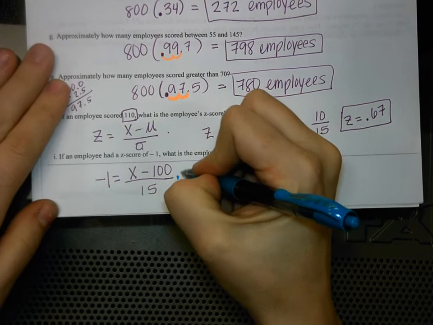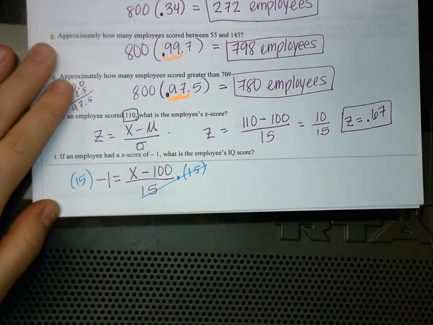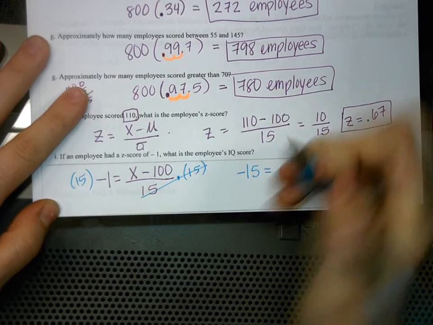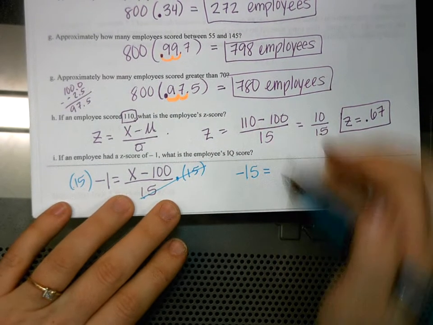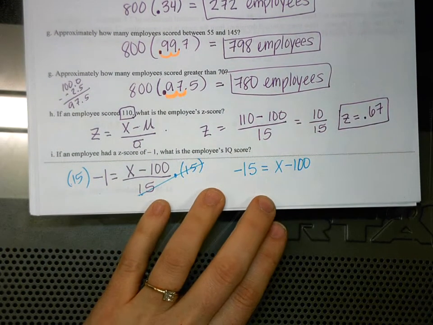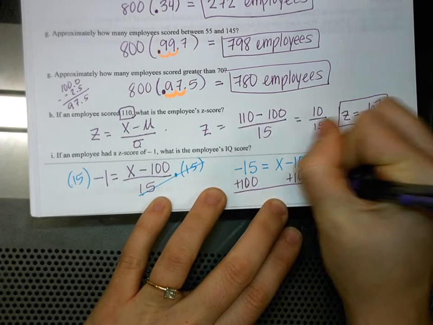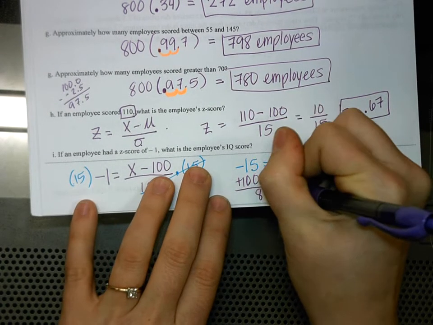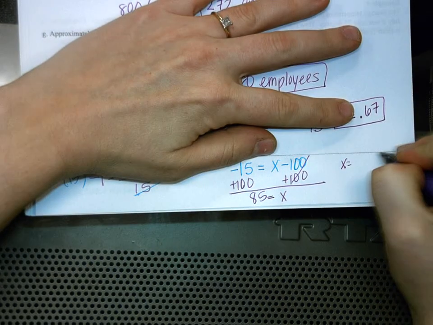Multiply both sides by 15. When you multiply 15 times -1, you get -15. 15 and 15 reduce, because 15 over 15 is 1. So I'm left with x minus 100. What do I do with my minus 100? Good, add it to the left side. So I get x is equal to 100 plus -15, which is 85. So this employee's IQ score is 85.